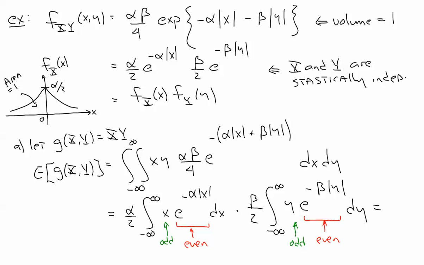Anytime I integrate the product of an odd and an even function in a symmetric interval around the origin, in this case from minus infinity to plus infinity, that's certainly symmetric about the origin, I get exactly 0. So both of these integrals are 0, and therefore the product of the integrals is 0. Exactly. Don't have to do any more work.